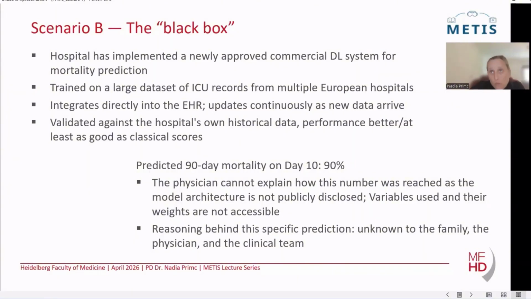So the doctors know that the system was trained on a large number of ICU data and validated internally. They know it works well, but that is all they know and all they can tell the family.